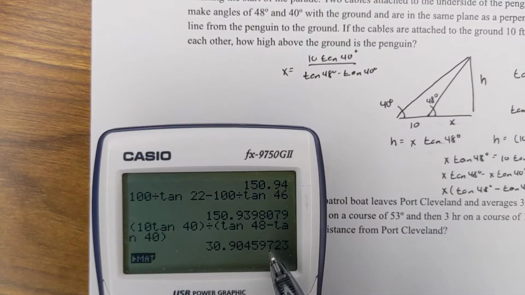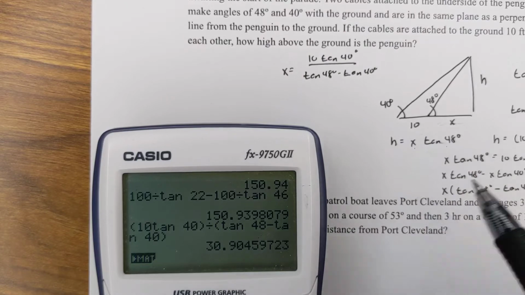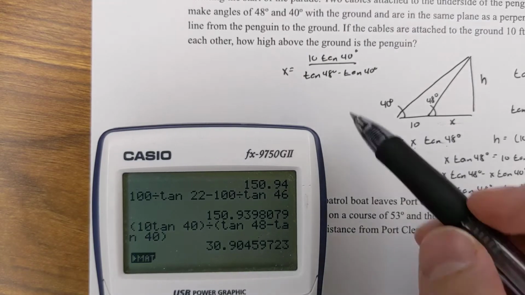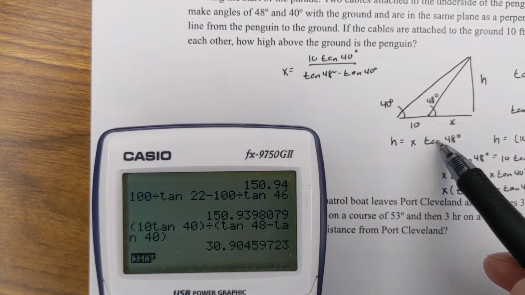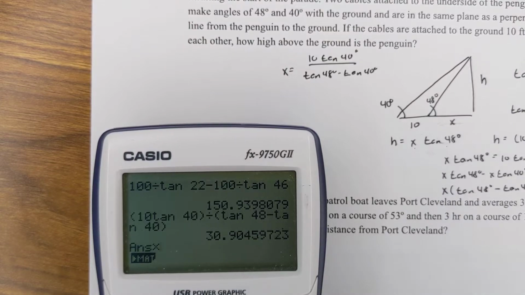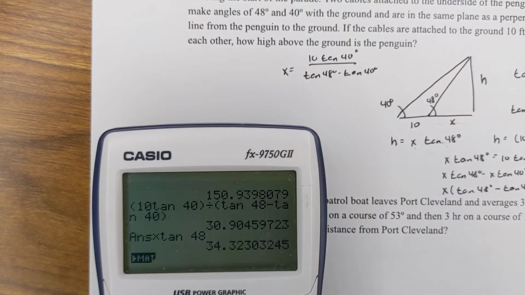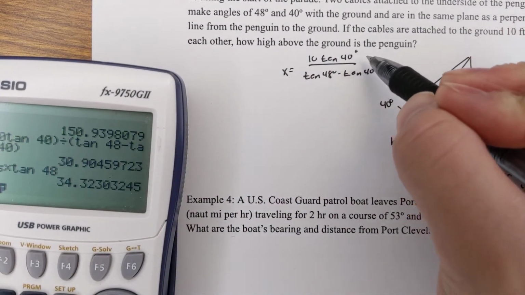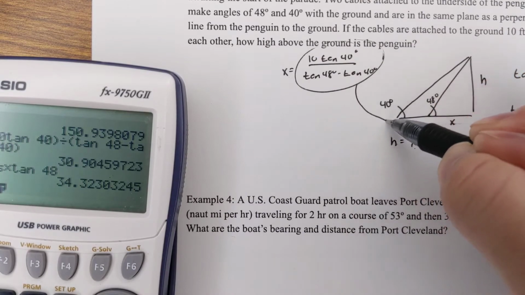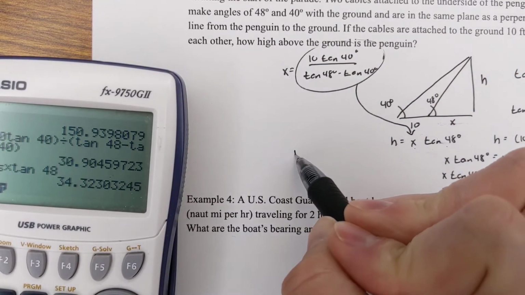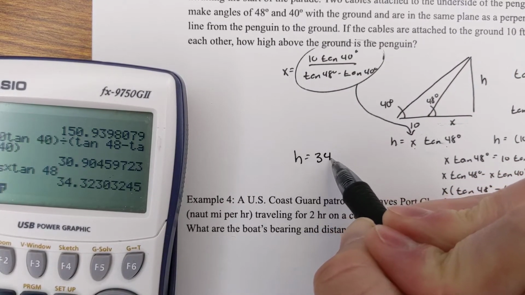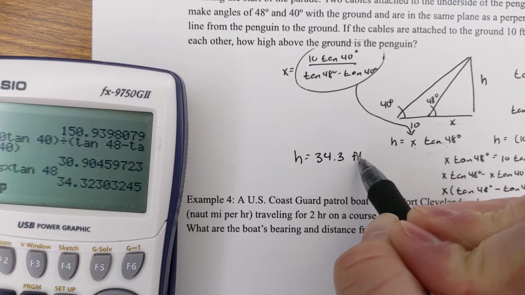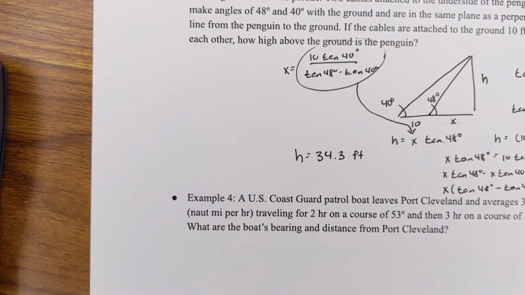Height is this number times the tangent of 48. So instead of trying to write this decimal down, this x value gets plugged in here. I'm just going to multiply it by the tangent of 48. So 34.3 feet. Whatever this value is goes in for that x. So h equals 34.3 feet, ish.